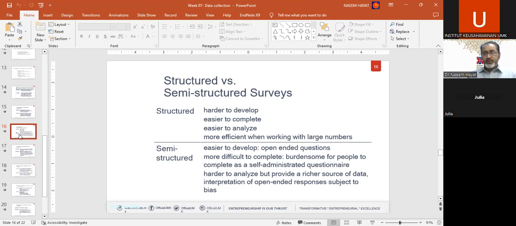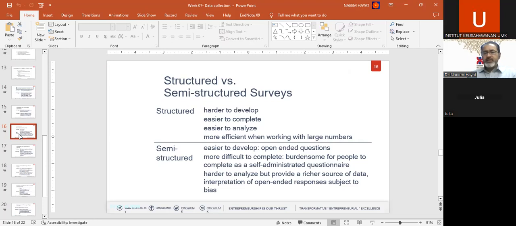The other way is easier to complete, easier to analyze. Easier to complete because when we are developing, we make our best effort to make it more understandable and answerable by the people who are actually giving the response. So it becomes a structured one.